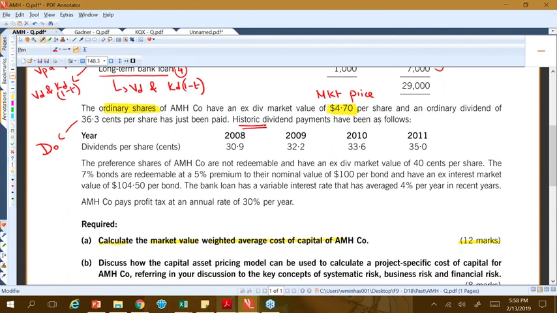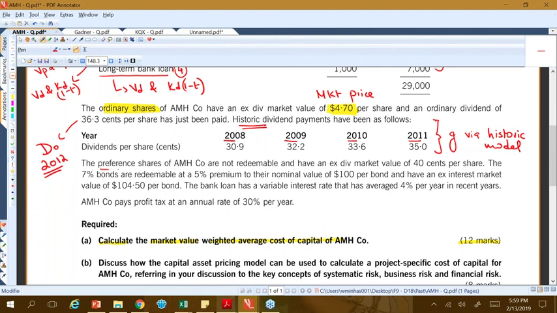Historic dividend payments have been made as follows. Why is the examining team giving me details of historic dividends? Because they want us to work out the G via the historic model. If this is the dividend now, which is 2012, and the historic dividends are 2011, 2010, 2009, 2008, then I'm going to use that historic model calculation to work out the G. So we'll do that together.